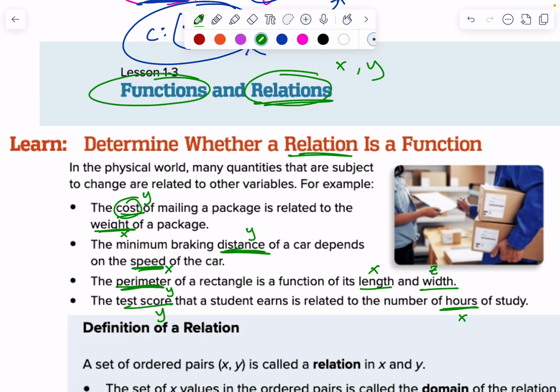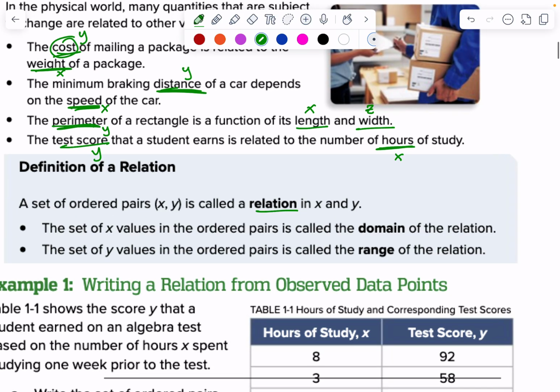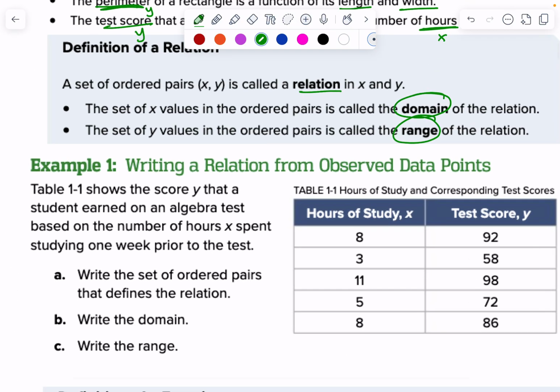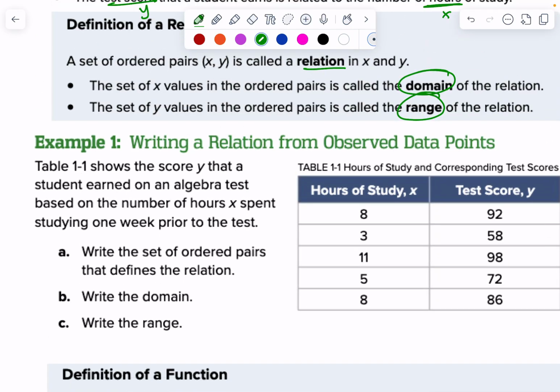Okay, so x and y, dependent and independent variable. Now, the definition of a relation: the set of ordered pairs x, y is called a relation because you're relating x and y. X is the domain and y is the range. I know you've seen those before. We haven't defined function yet, so we're going to go to domain and range here.